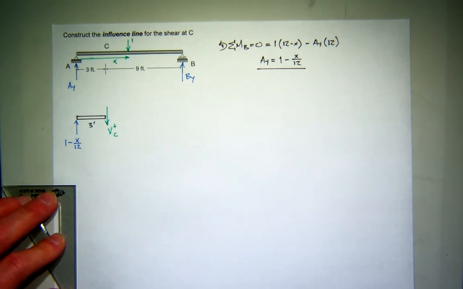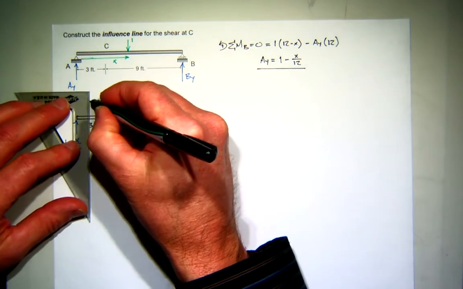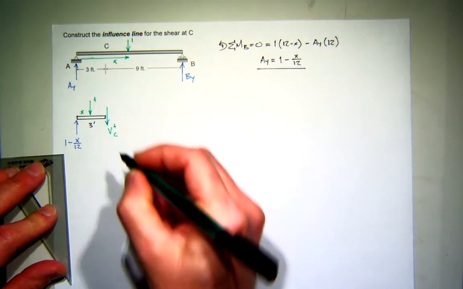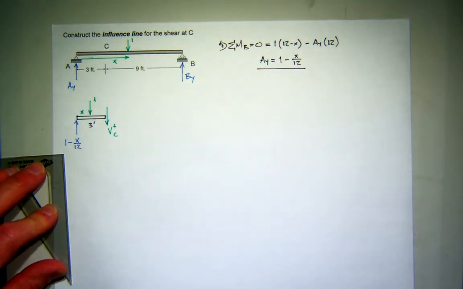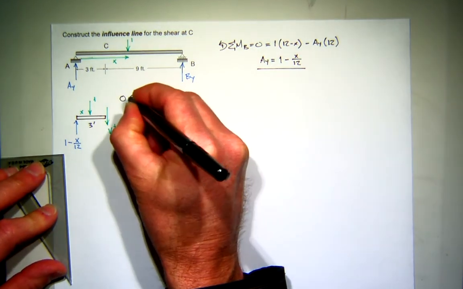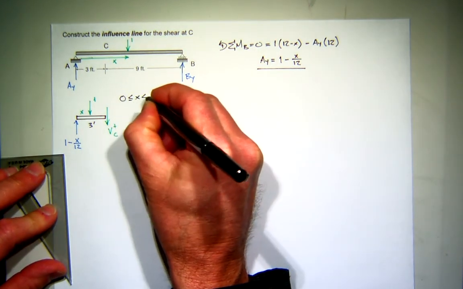Now the first case we'll do is where the unit load, 1, at some position x, is on the structure. So this is equivalent to x being between 0 and 3.